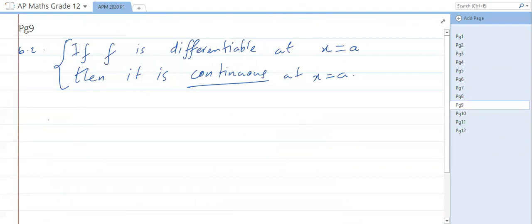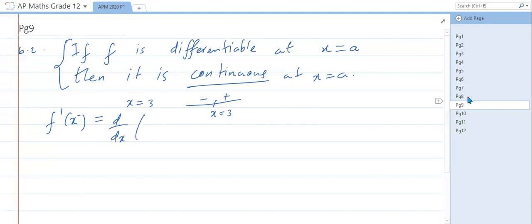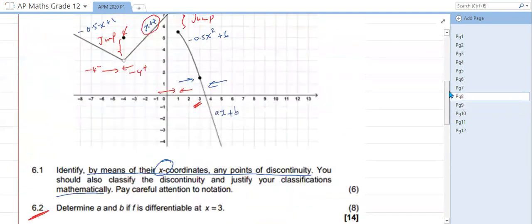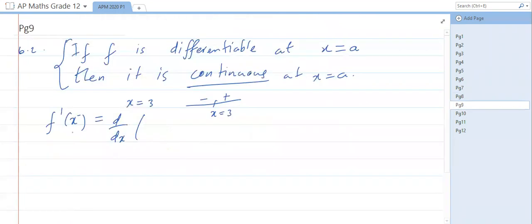So f prime x is equal to f prime x from the left. So you can say x is equal to 3, we're looking at from the left and from the right. So what we're looking at is d/dx of the function, which is what's happening at 3 from the left, negative 0.5 x squared plus 6. We're finding the derivative of this function evaluated at 3.